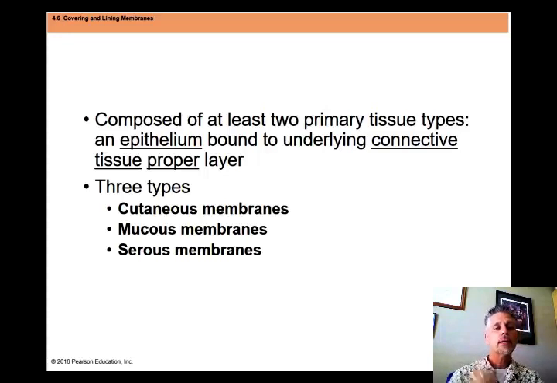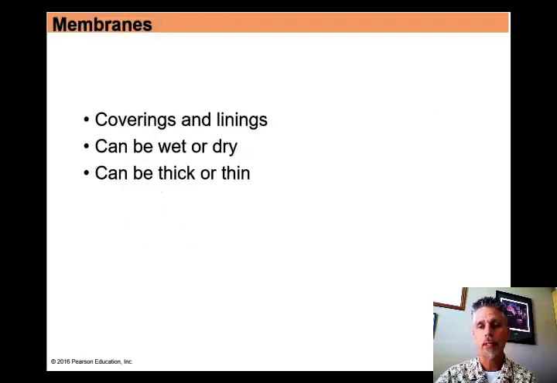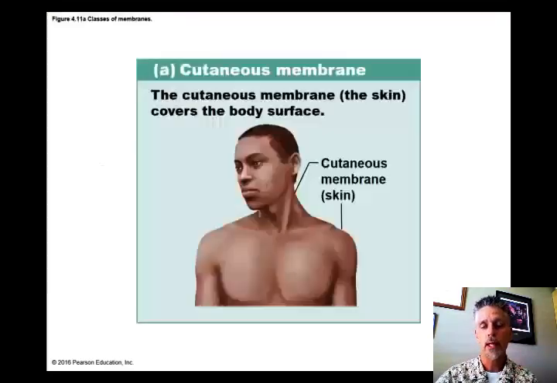So when we look at them, we talk about membranes here, and we'll use examples of them further down the way as necessary. But these membranes also tend to be made up of epithelium, covering and lining, and then they'll usually have connective tissue underlying them. So cutaneous, skin, mucous membranes, serous membranes. So generally, there can be wet or dry, thick or thin, but they're all coverings and linings, right?